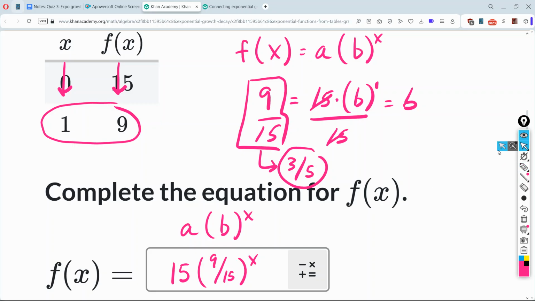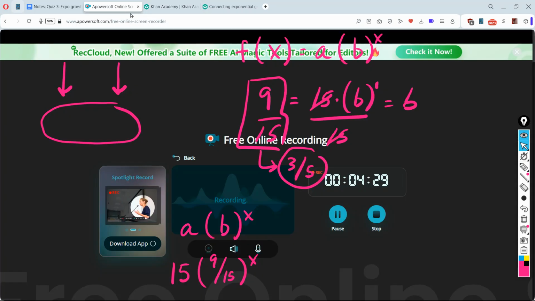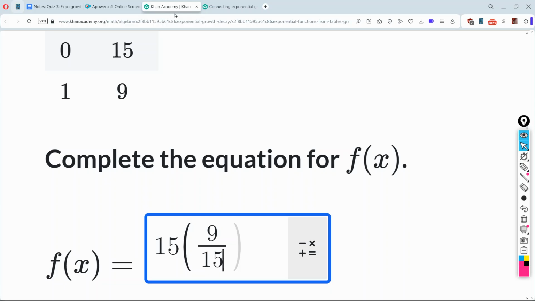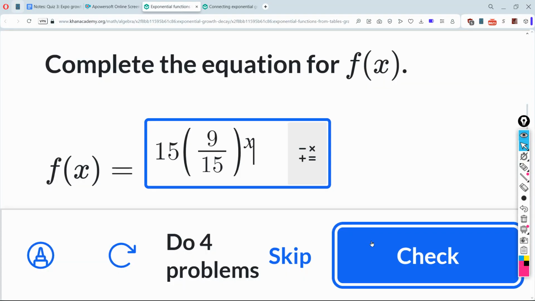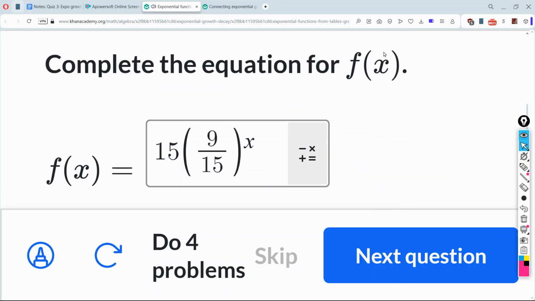Let's check. All right, so 15 parentheses, 9/15, hit tab, close parentheses, shift 6, hit X. Okay, 15 times 9 over 15 to the X. Okay, very good. So you don't have to reduce the fraction.